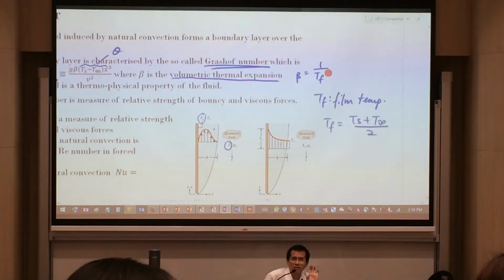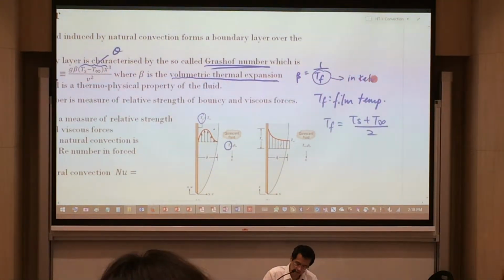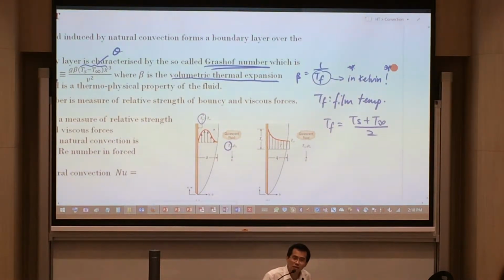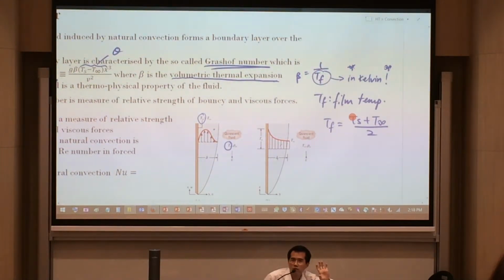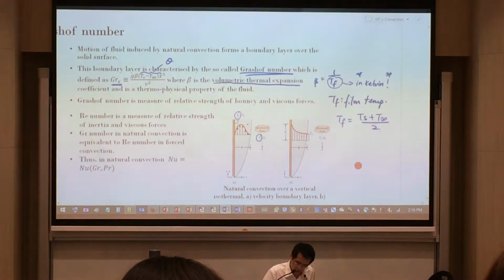There's one common mistake that students make. This Tf here is in Kelvin, not degrees Celsius. I want to highlight that, so please highlight that as well. It is 1 over Tf, where Tf is in Kelvin. If you put it in degrees Celsius, 1 over whatever degrees Celsius you have is going to give you a different beta value. A lot of students make mistakes in that, so please be careful. That is to say, your beta would have the units of Kelvin to the power of minus 1.